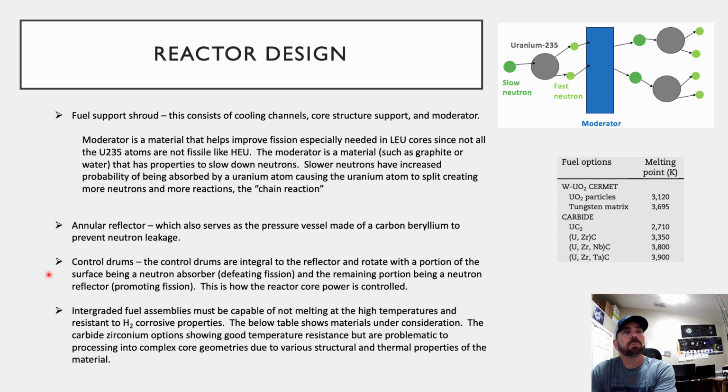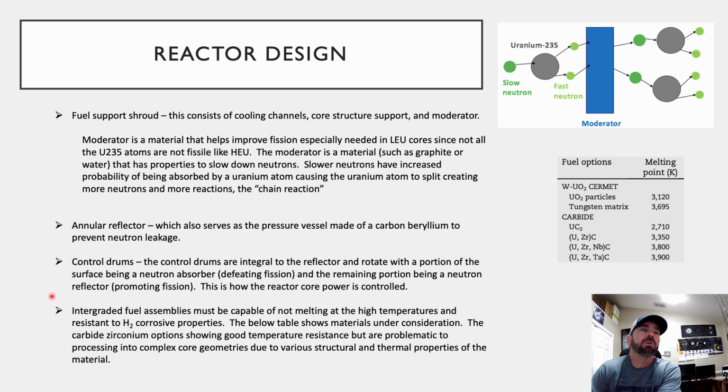Next is the control drums. Control drums are integral to the reflector and are controlled and rotated with a portion of the surface being a neutron absorber that defeats fission, and the remaining portion being a neutron reflector promoting fission. This is how they can control the reactor power.